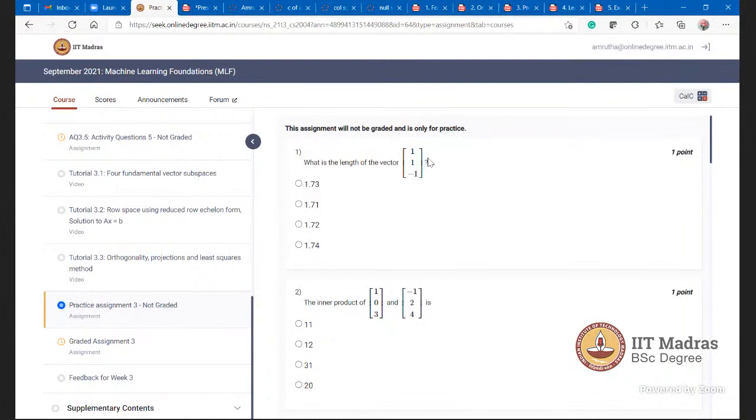So the first question, what is the length of the vector? The length of the vector is the square root of 1 squared plus 1 squared plus (minus 1) squared, which is equal to 1.73. It's a direct formula substitution you will get.